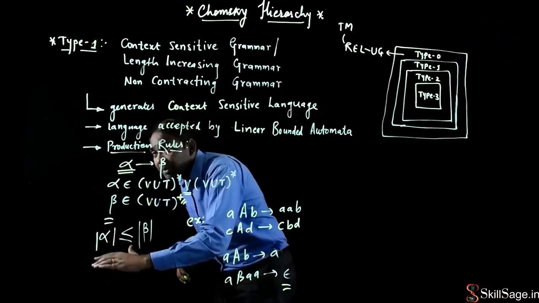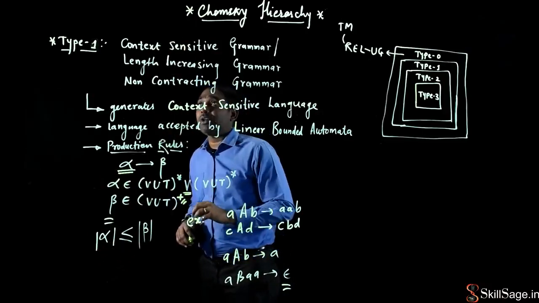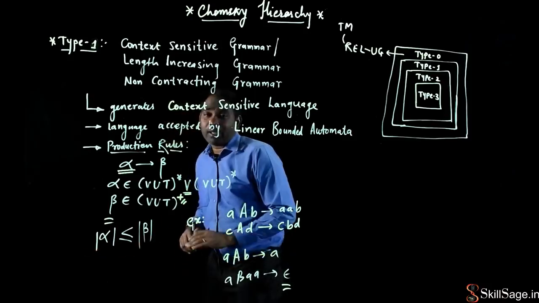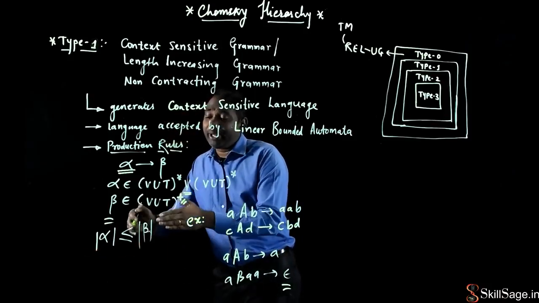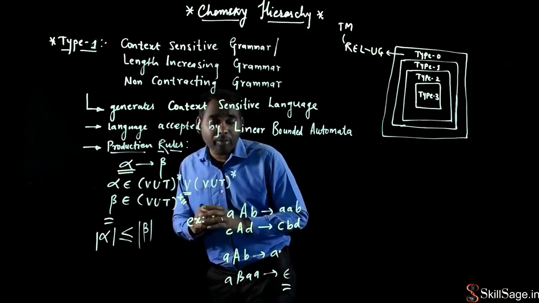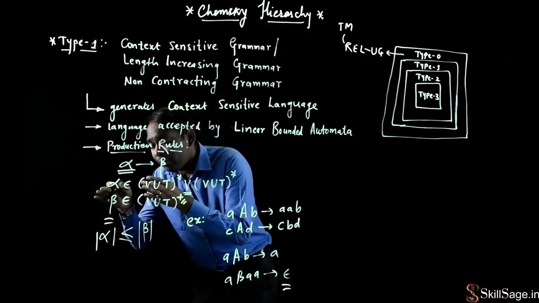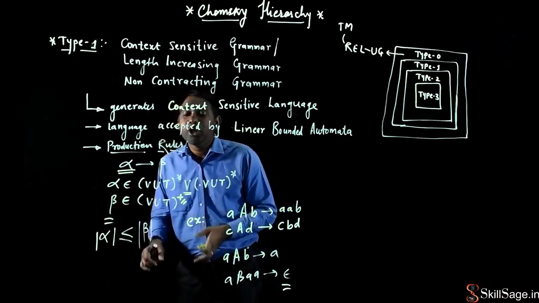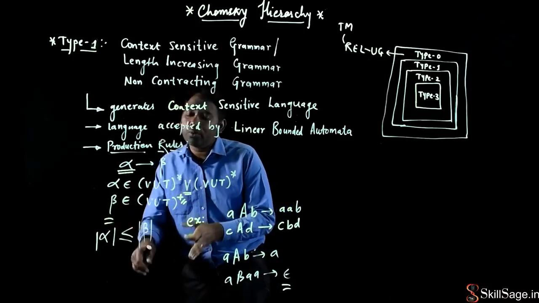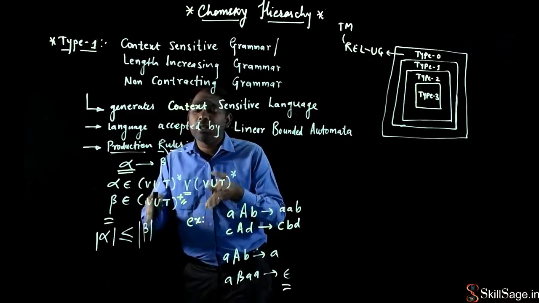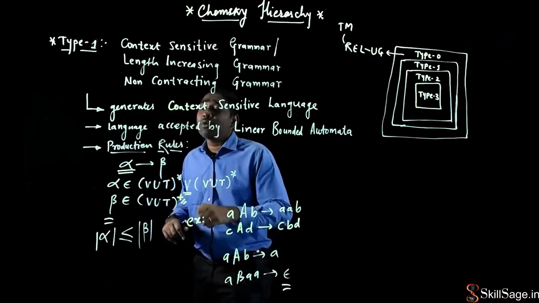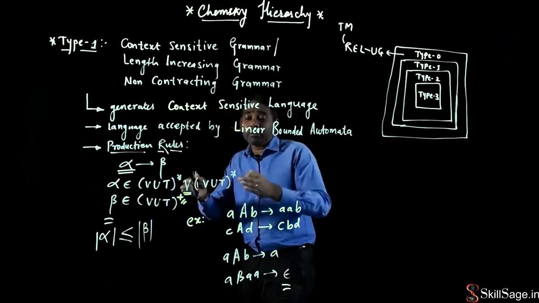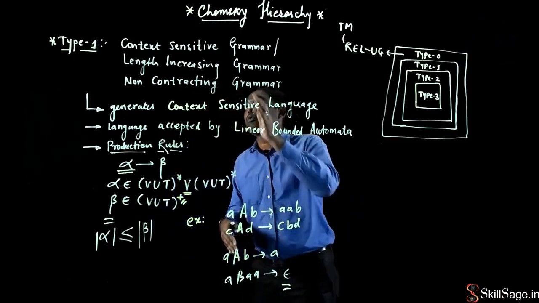And the third property of the production rules of type 1 grammar says that the length of alpha should be less than or equal to the length of beta. That means the number of symbols present on the left hand side of my production rule should be less than or equal to the number of symbols present on the right hand side of my production rule.